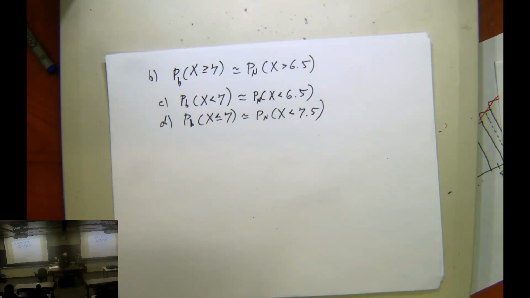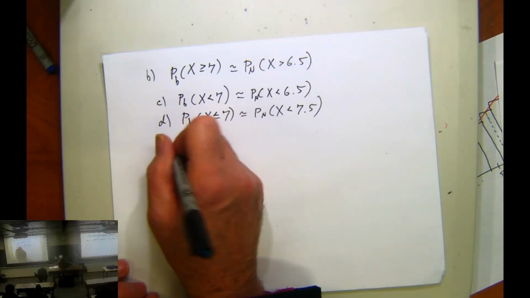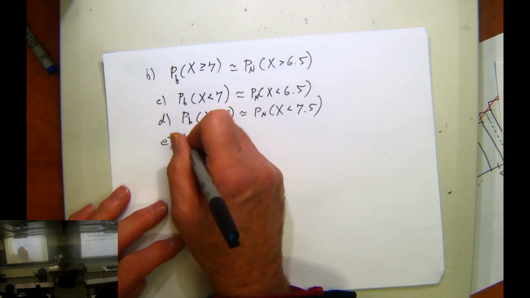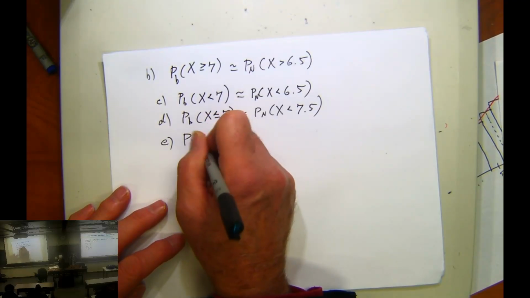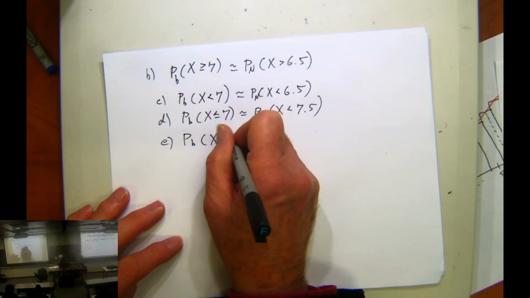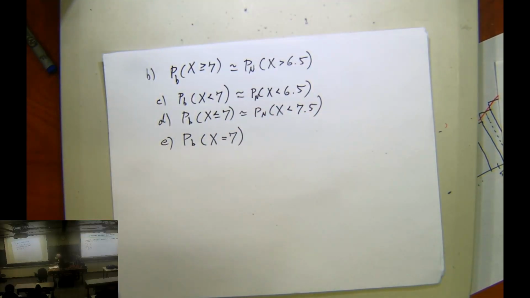Oh my goodness. The probability x equals 7. That's the one you were looking for, right? That's the one I want to do. Yeah, that's the one you want to do. It's 0. The probability is 0 because when you do the normal approximation, the probability of any point is 0. So the approximation is going to say 0. But it isn't going to say 0.